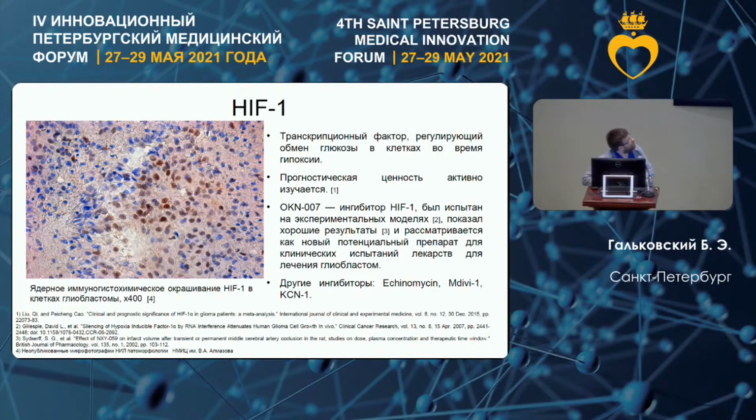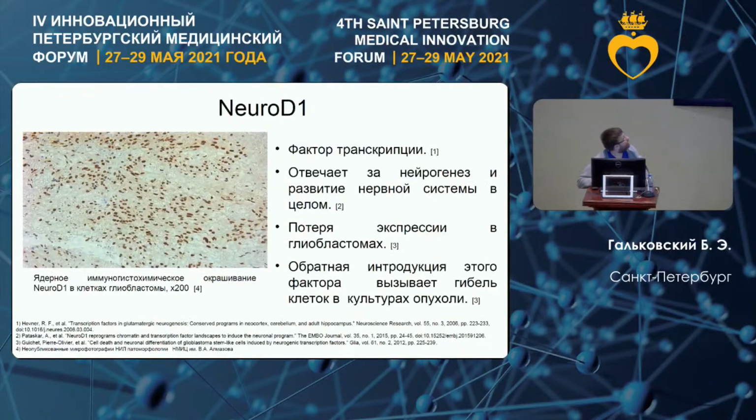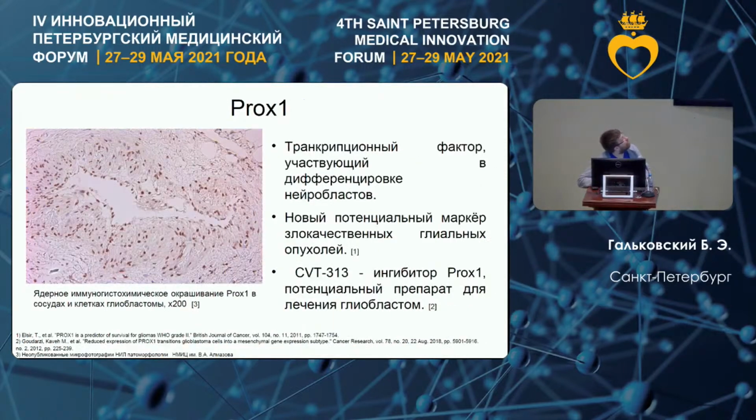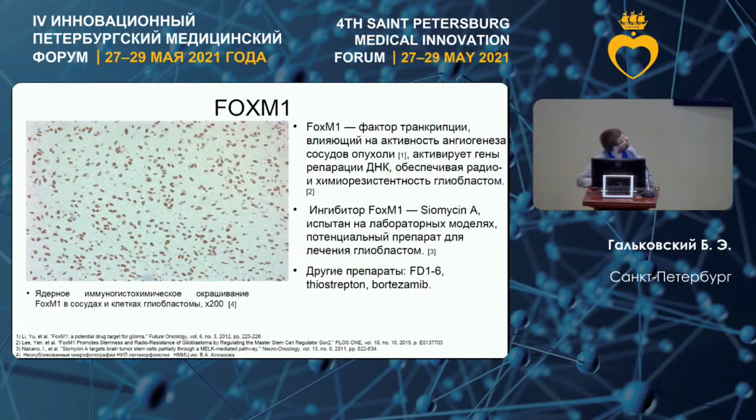HIF, the transcription factor that provides metabolism of tumor cells in conditions of hypoxia and their survival. The factor of neurogenesis, because it's lost in glioblastoma, but the reverse factor makes it mature. And another factor participating in differentiation of neuroblasts. It's a very sensitive prognostic marker, which is determined in malignant glial tumors only.